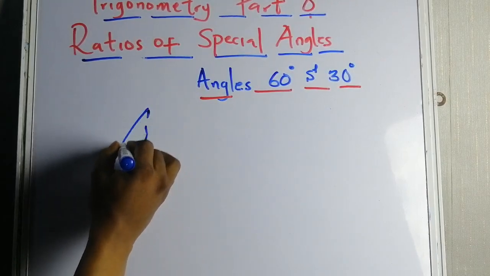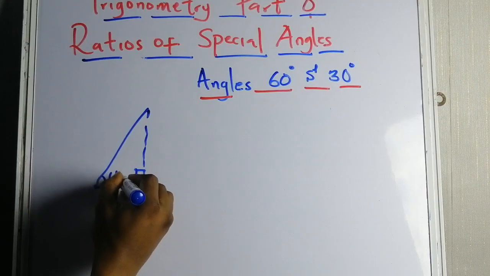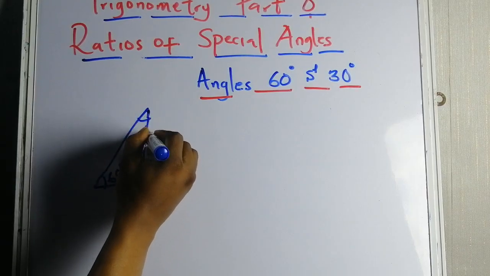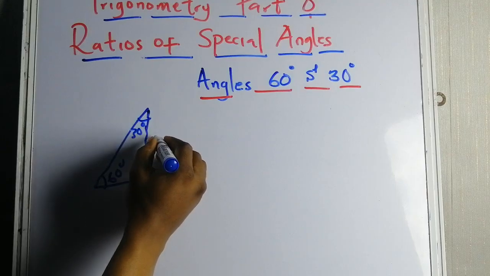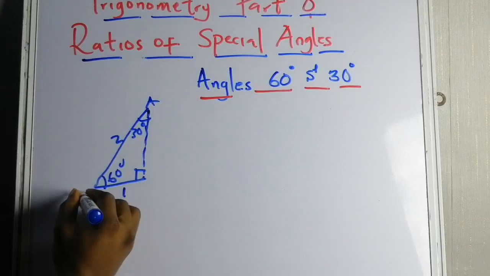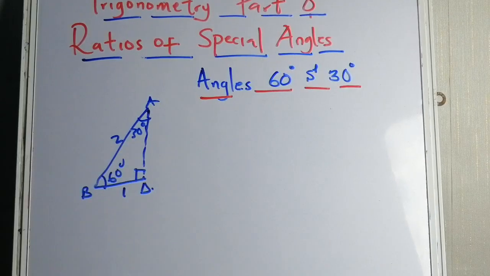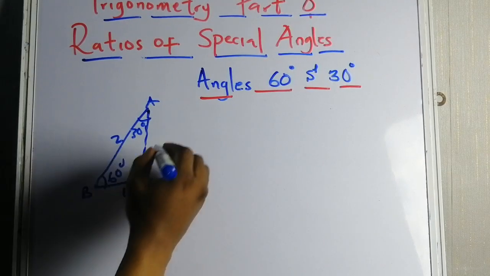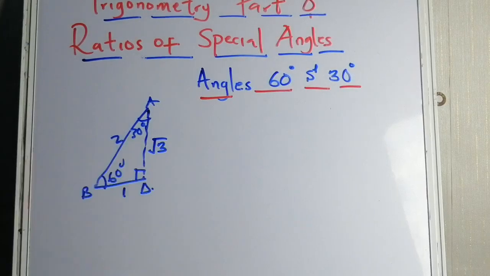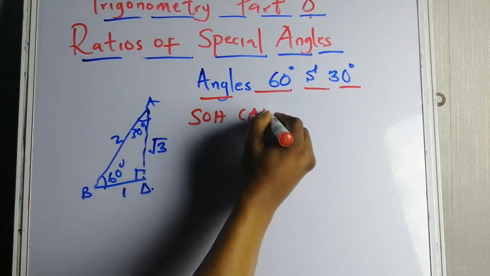So we call it this broken line. Then you see this is here. We have our 60-degree here, we have our 30-degree here. So we have our 2, we have our 1, this is ABD. Then we have our root 3 here. So now for angle 60, we have SOHCAHTOA.